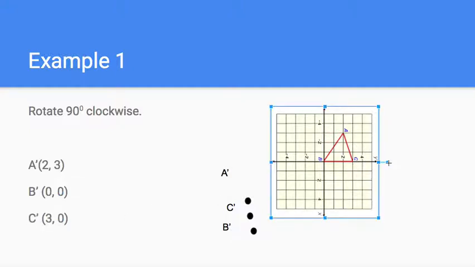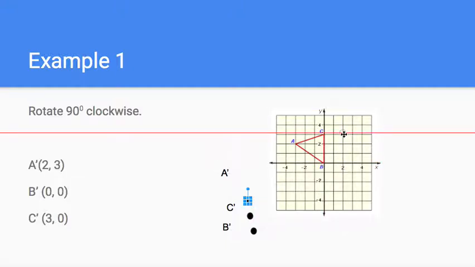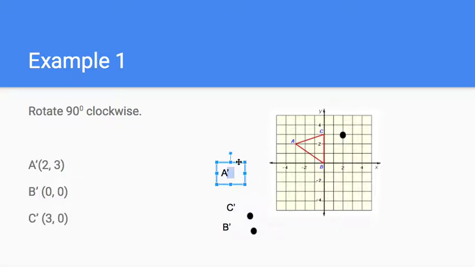So those are my new coordinates. Now what I'm going to do is I'm going to take this and rotate it back, and then I'm going to plot these. So A was at 2, 3. Here's A prime. B prime is at the origin, 0, 0, that didn't have to move. And then C prime is at 3, 0, so 3 over 0 up. There's my new figure. And then you would connect these dots and move on.